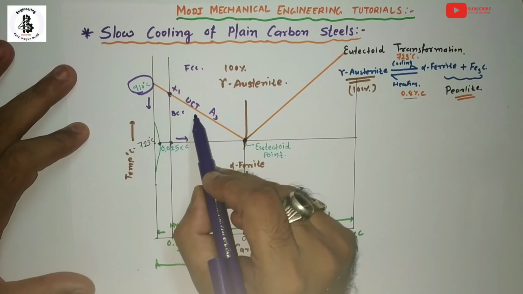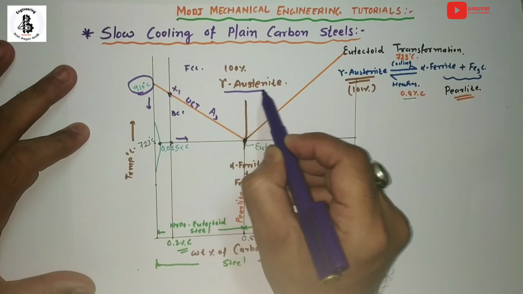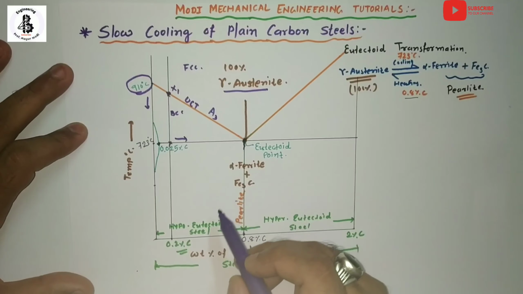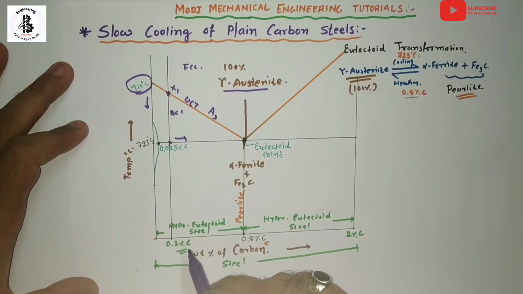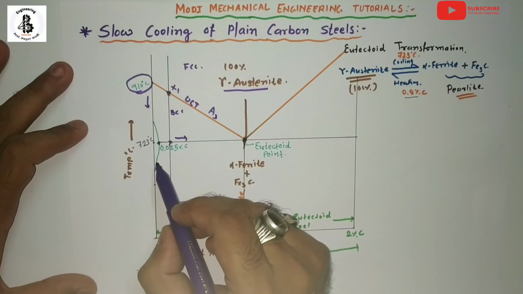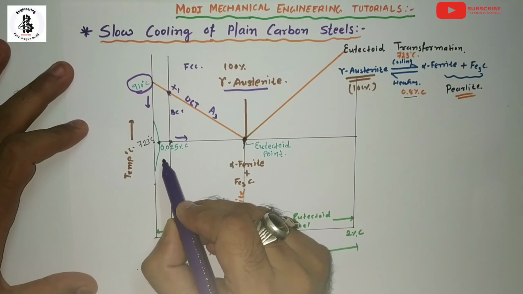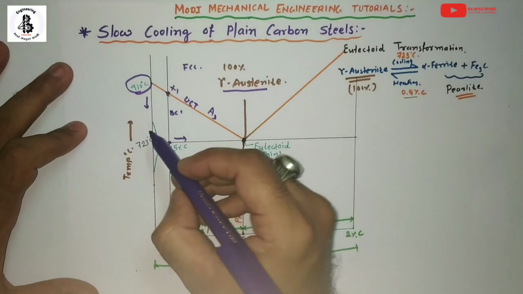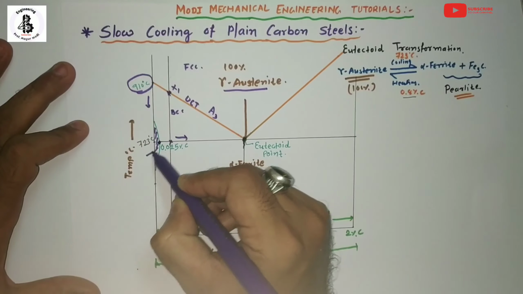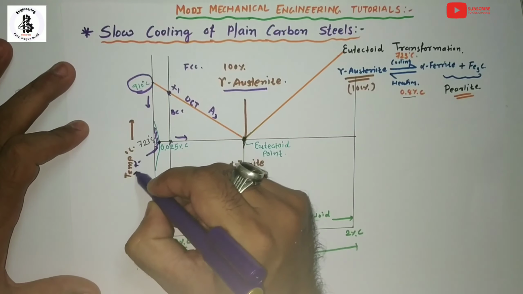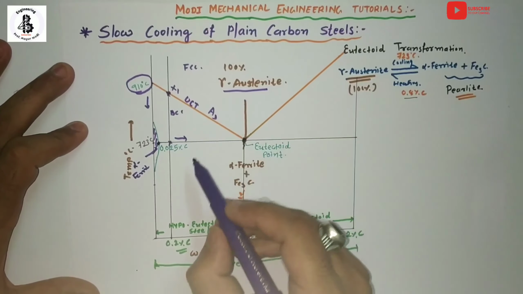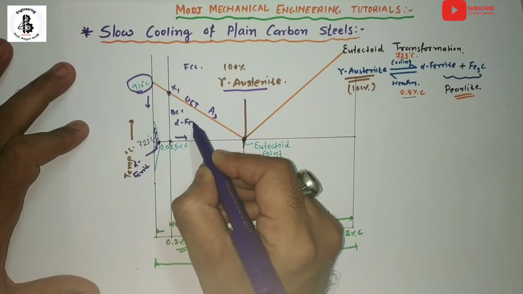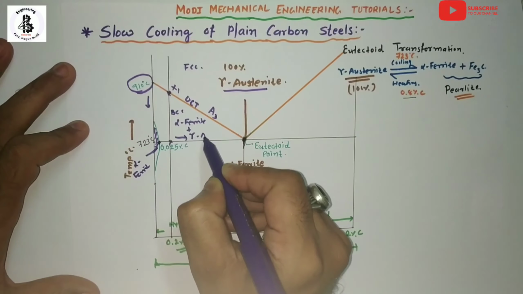At the upper critical temperature line, the gamma austenite phase is transforming into the alpha ferrite structure, but carbon dissolves in it and forms a single solid solution. The range is 0.025% carbon at these temperature lines. You can see these regions where there is only the formation of alpha ferrite. In between these two regions, that will be alpha ferrite plus gamma austenite.